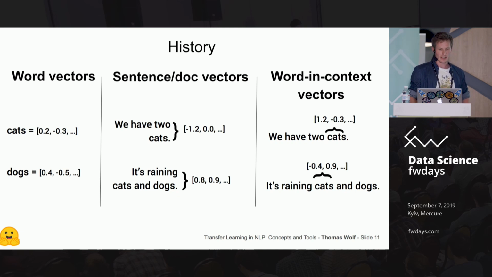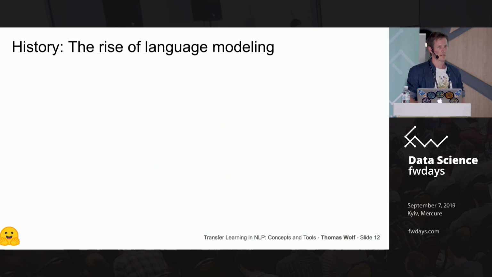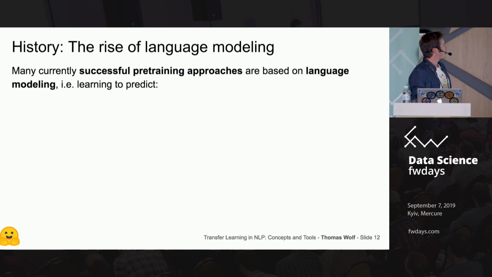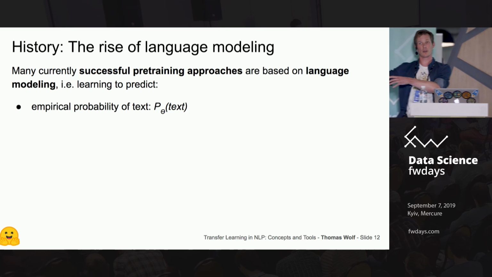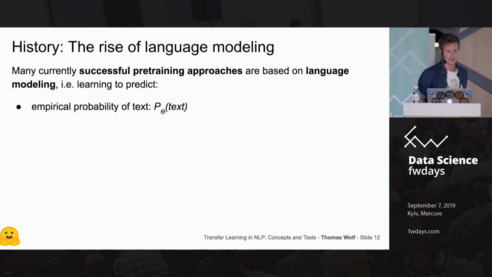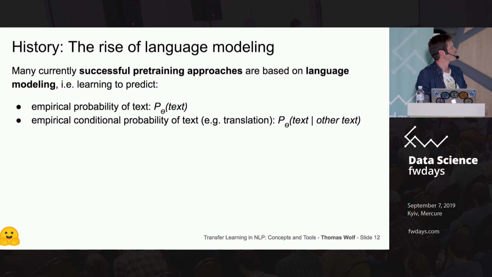There's another huge trend in history behind this trend of adding more context, which is using something called language modeling. And most of the currently successful pre-training approaches are based on language modeling. So language modeling is about predicting the probability of text. So it can be, here, what is the probability of this text? Usually we decompose that as the product of the probability of the words, or the characters, or some subwords, but it's basically this kind of thing. Or it can be a conditional probability of text. For instance, in translation, you will model the probability of having a Ukrainian sentence given another, like a French sentence here.